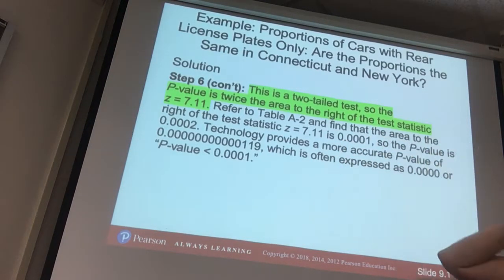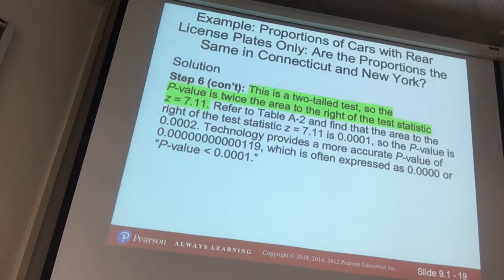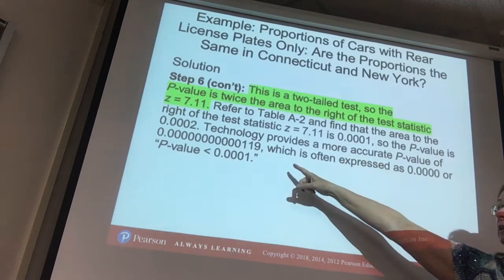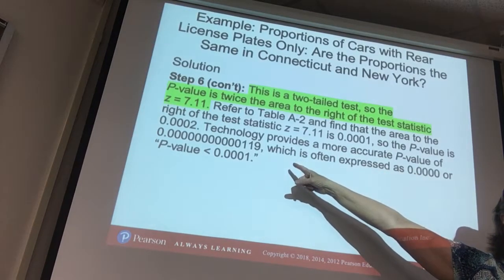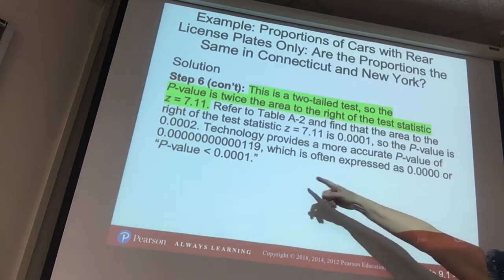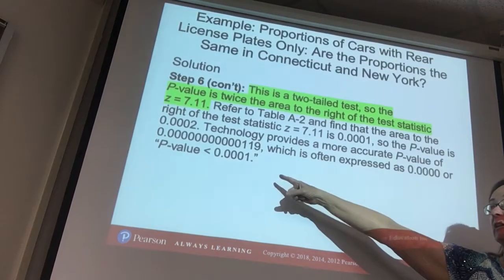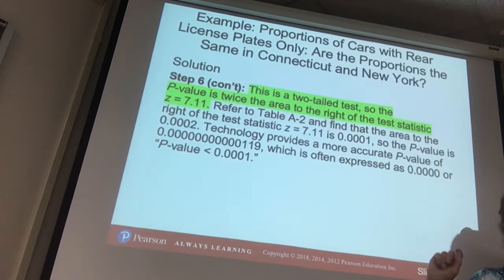z equals 7.11. Now, if you were doing this without technology and you looked up 7.11, it's going to give you 0.9999 as the value to the left of the curve. But if you were doing it with technology, it would give you back that value, which we're about to do in a minute. So the p-value is actually less than 0.0001, even once we double it. Very unusual.